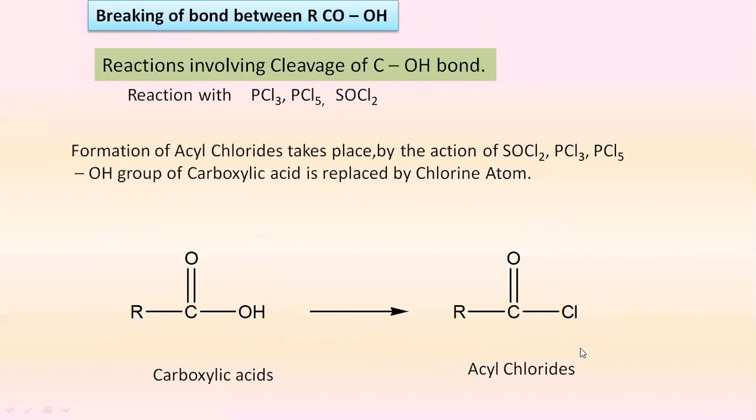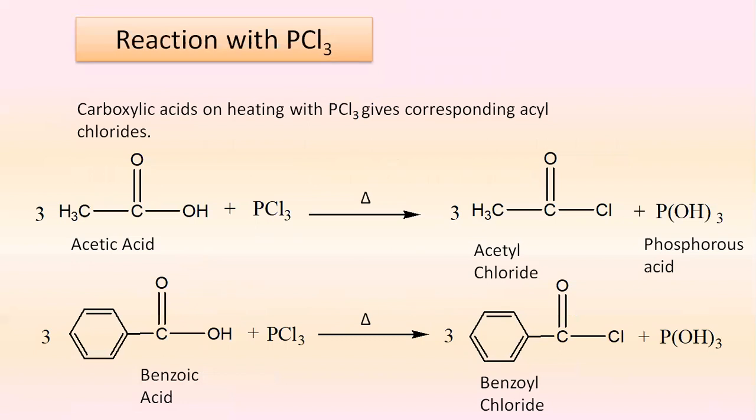And what is the name of the product? Acyl chlorides. The first reaction is with PCl3. When carboxylic acid, for example acetic acid, reacts with PCl3, it forms acetyl chloride, CH3C double bond OCl, with the side product phosphorus acid, P(OH)3. Means from the PCl3, phosphorus is removed in the form of phosphorus acid with the formation of the product acetyl chloride, in which only OH is replaced by Cl.